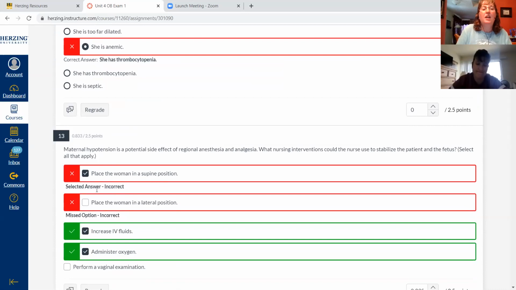And then here it is right here. Place the woman in her lateral position, so that would be her left side. We always do the IV fluids, and then we administer oxygen. Those three things are what she was talking to us about.